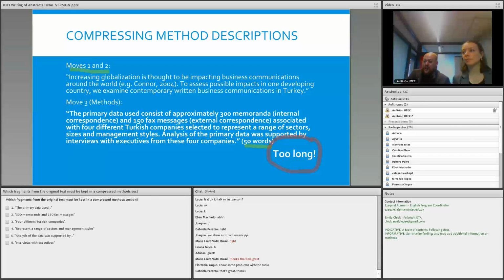Here I included some fragments from move 3 on this abstract. Which ones do you think should be kept in the section? I mean, I want you to take the ones that you think are very, very important, so you cannot eliminate them. They can't be eliminated. You can take more than one. You can take all of them if you think they're all important. I mean, which sections of the method section are so relevant they cannot be eliminated?